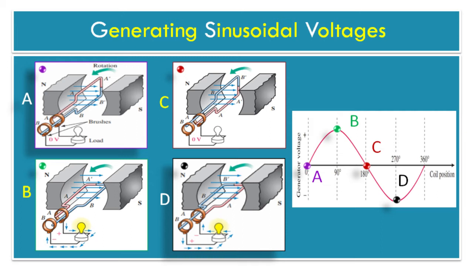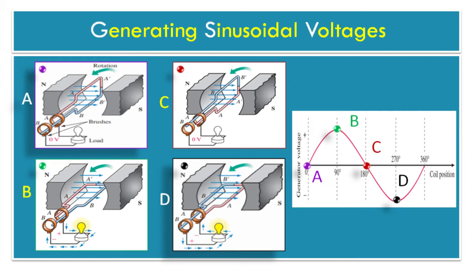Now refer to figure B. As the coil rotates from the 0 degree position, the voltage builds and reaches a peak when flux is cut at the maximum rate. Refer to this coil position as 90 degree. In the waveform, the generated voltage is shown by point B. Let's refer to figure C. As the coil rotates further, the voltage decreases and reaches 0 at coil position 180 degree. In the waveform, the generated voltage is shown by point C.